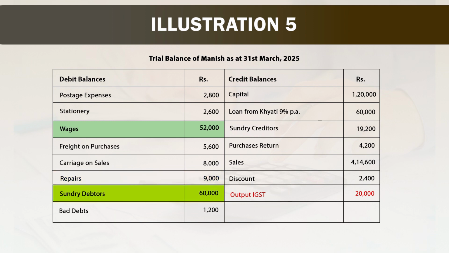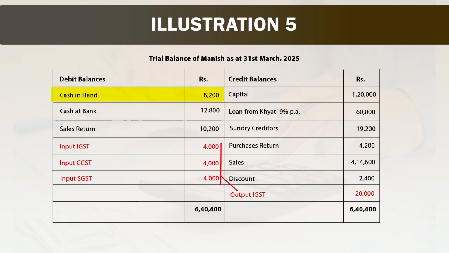Sundry debtors, that is our current assets, would appear in the balance sheet asset side. Bad debts 1,200, it is our loss, would appear debit side of profit and loss account. Cash in hand, that is 8,200, that is our current assets, would appear in the balance sheet asset side. Cash at bank 12,800, that is also our current assets, would appear in the balance sheet asset side.